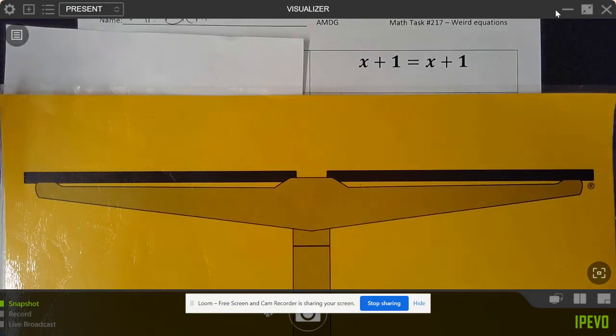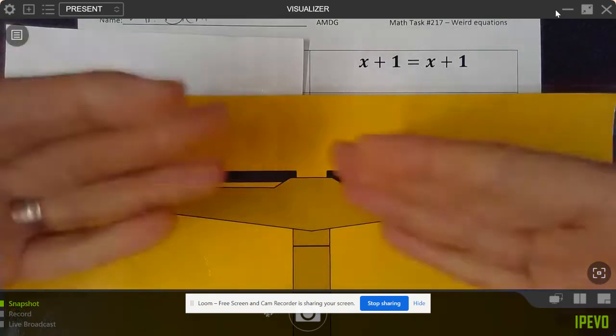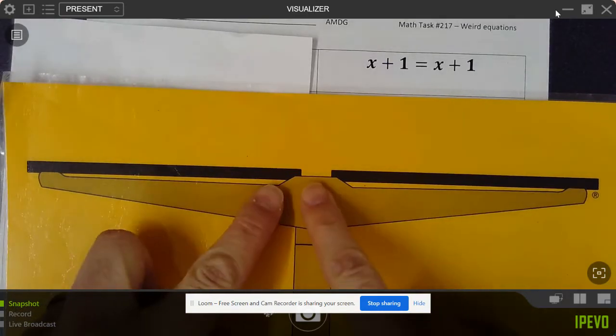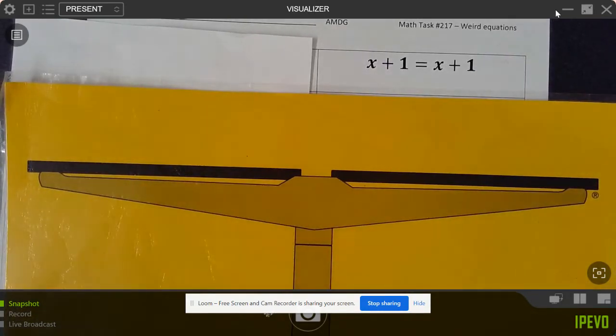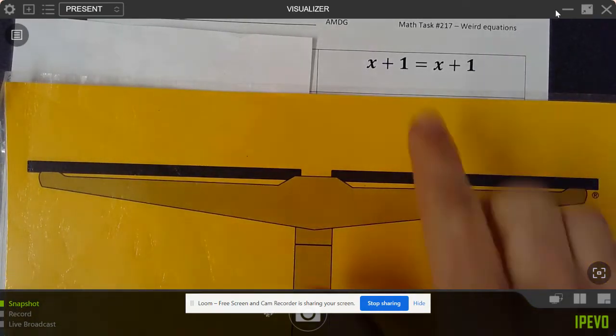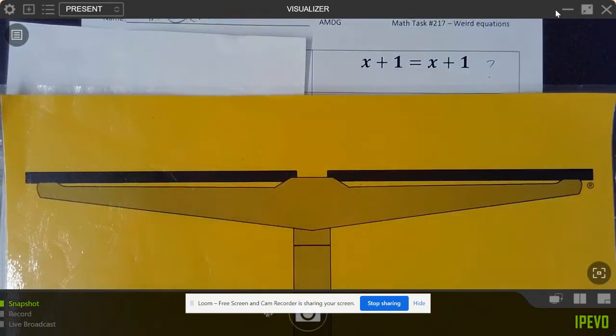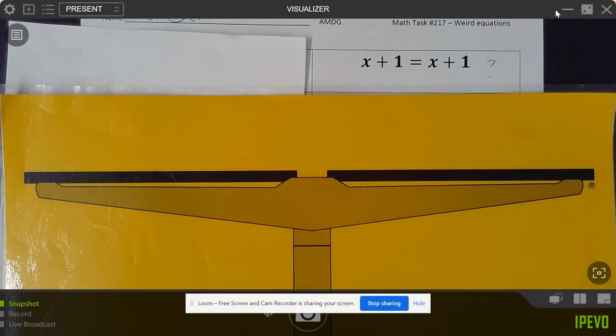There's no x's. x is gone. So I have nothing left. This is a strange situation. This has never happened where there's literally nothing left. There's no x's to solve for. So this is a weird equation. How do you solve this? This is the first example of these equations that either have no solution or infinite solutions.